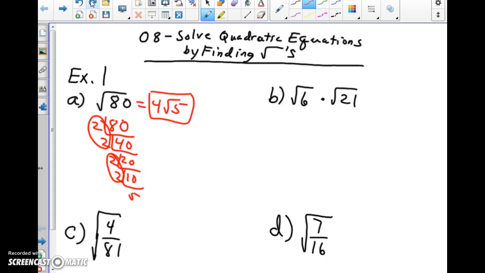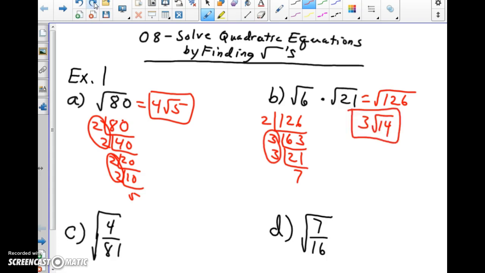So you get this. 4 square root of 5. Okay, square root times square root equals square root. So square root of 6 times 21, square root of 126. Once again, there's 126, and you break it down, right? 2 times 63, 3 times 21, 3 times 7. Circle your pairs, the answer is going to be 3 square root of 14.